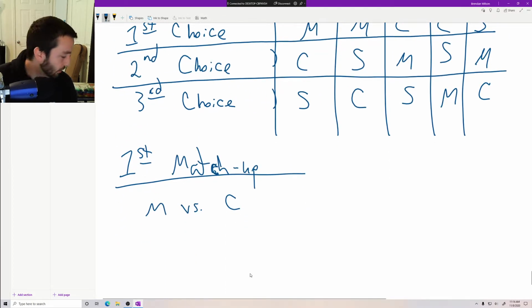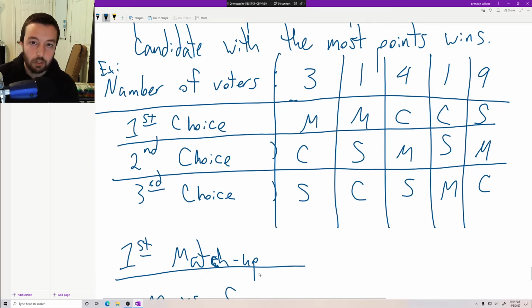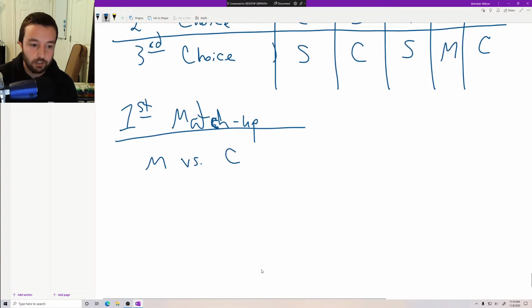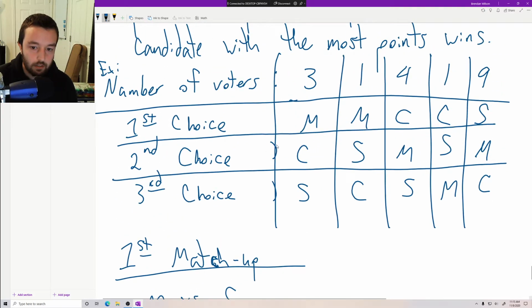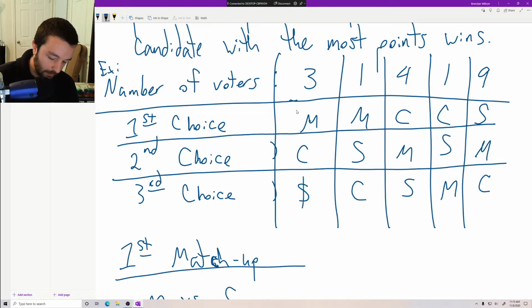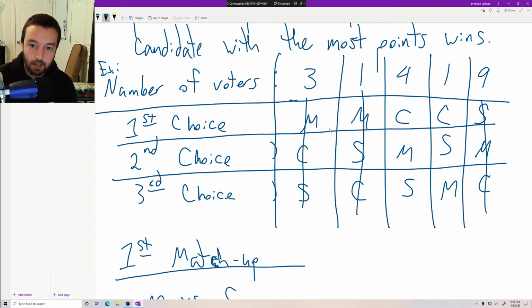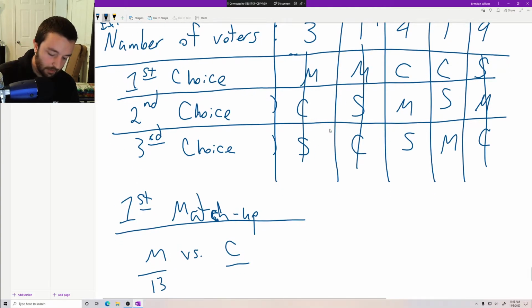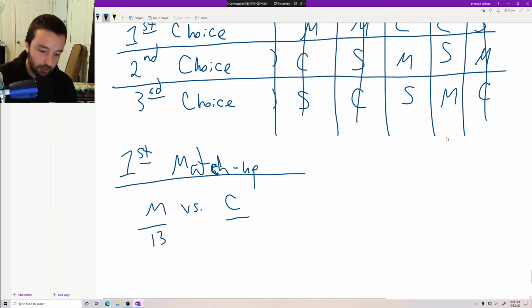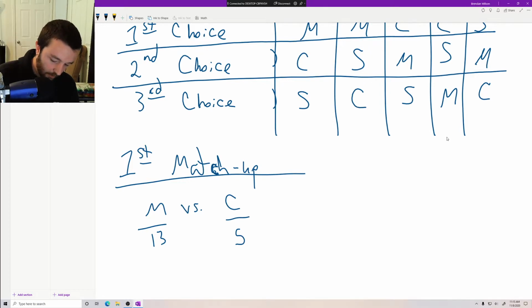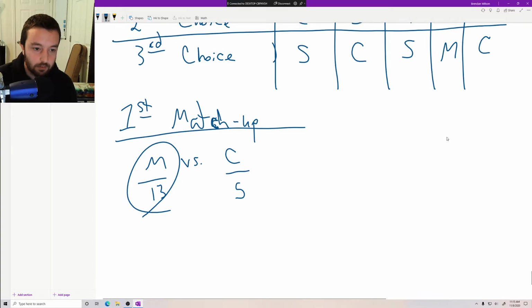So you're looking at how many people prefer miniatures to crunch. I'll just write underneath right here. We just look for where miniatures is above crunch, and that's going to be here, here, and here. So 3 plus 1 plus 9, which is 13. And then the remainder would have crunch above them, which is 5. So clearly miniatures wins here.